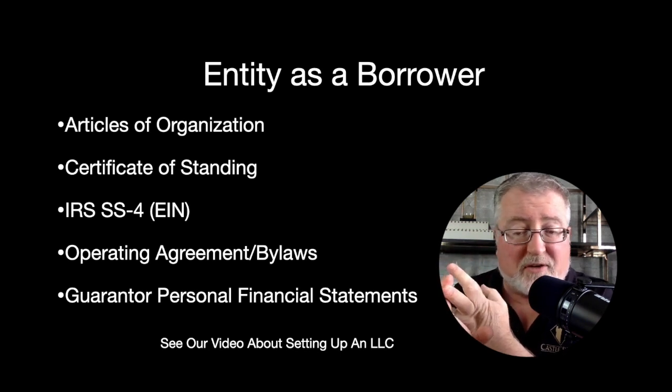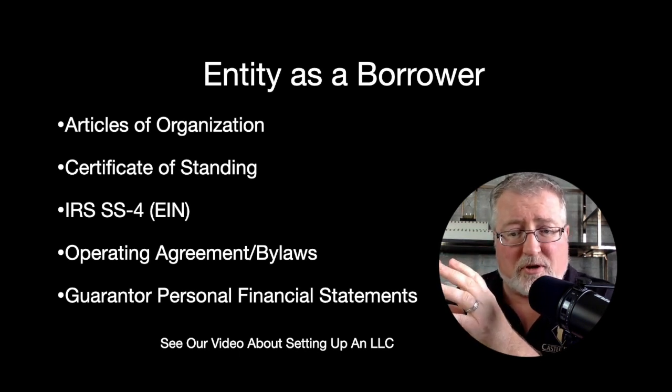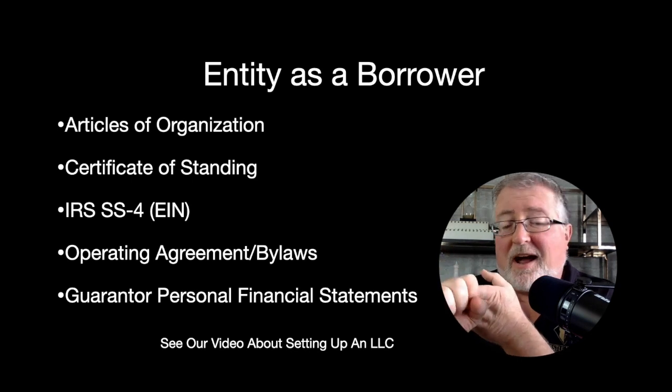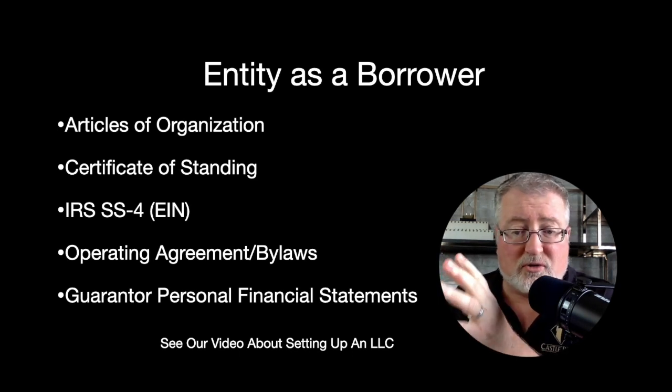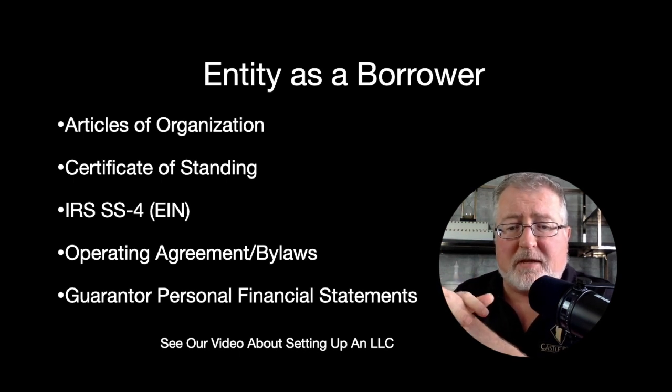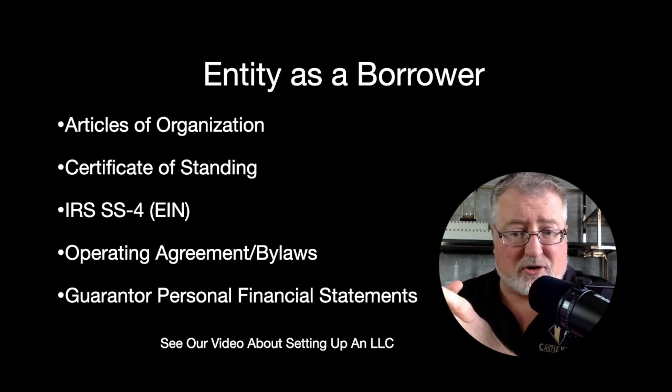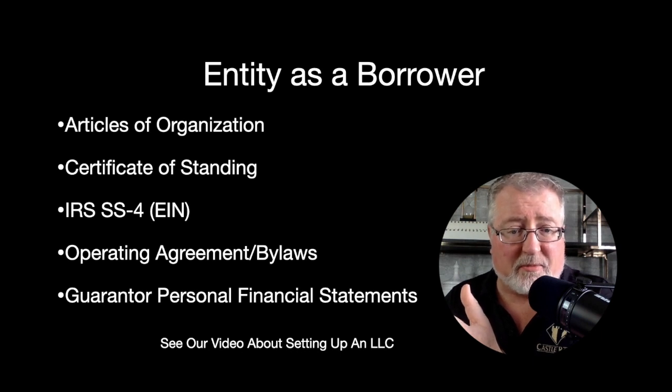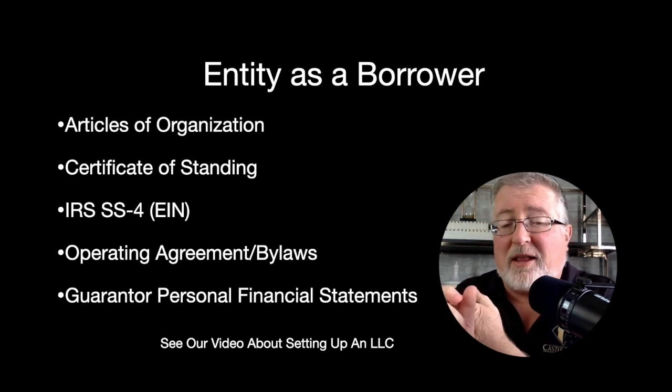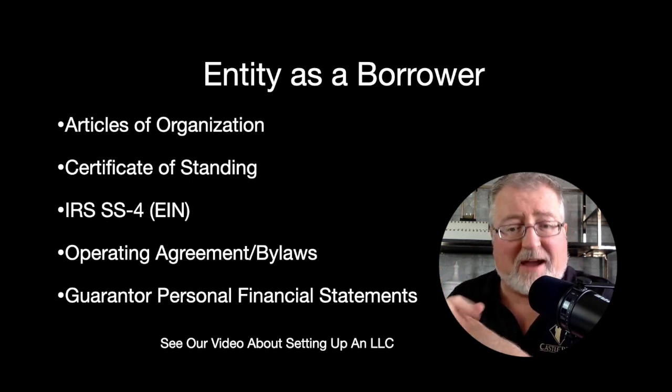You need your certificate of standing, which kind of are gathered together when you form your LLC. You need an IRS SS-4 form, which is very simple to do. You can get it on irs.gov. It's really the letter that establishes your tax ID number, your EIN number for the business. The operating agreement and bylaws, it's probably the most difficult and the one thing that you may want to go to an attorney to have them prepare.